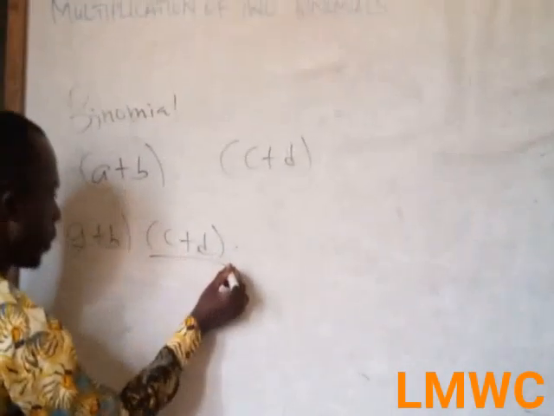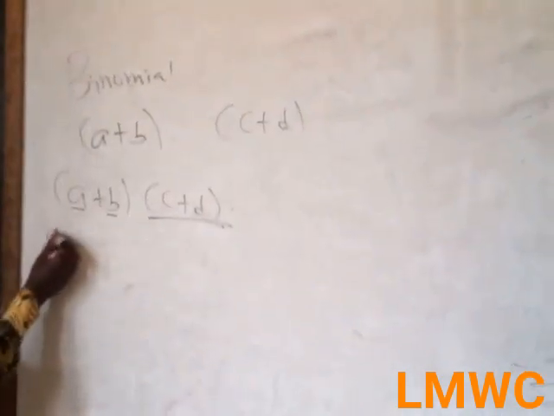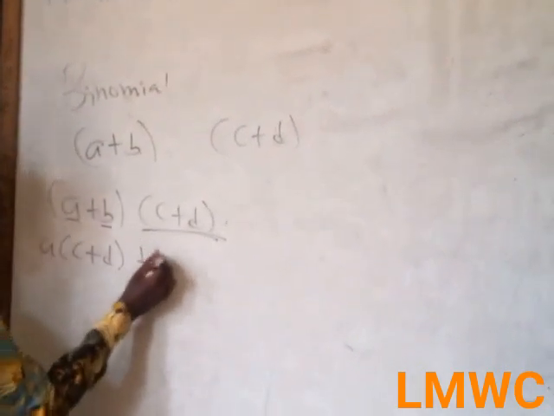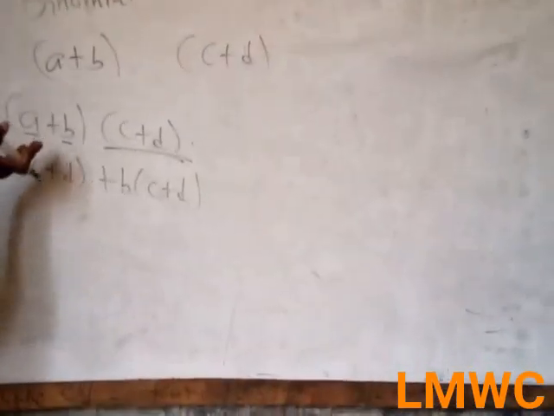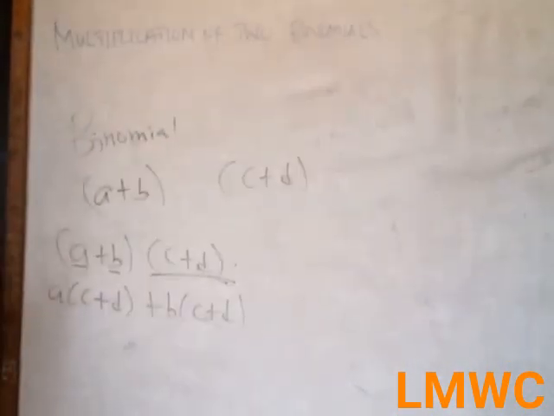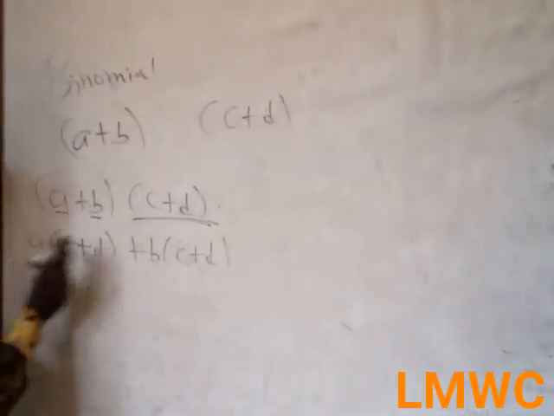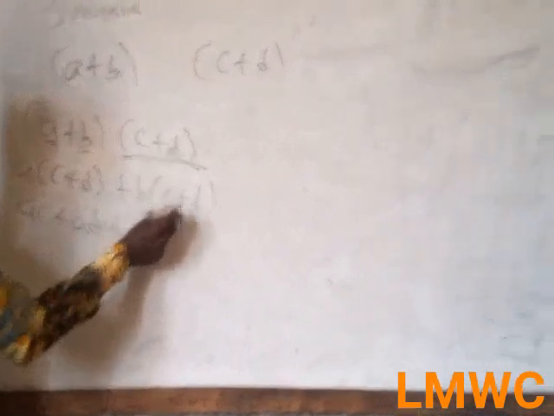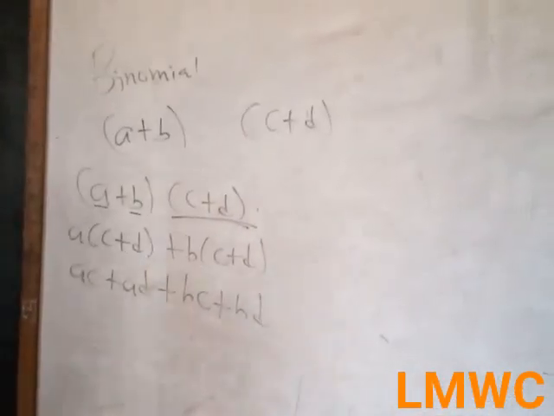So if I give you (a + b)(c + d) and you are asked to simplify, you use this a to multiply c plus d, and this b will also multiply c plus d. So it becomes a(c + d) + b(c + d). This means the numbers in the first bracket will each multiply the second bracket. So a times c is ac, plus a times d is ad, plus b times c is bc, plus b times d is bd. So you see, I've used the distributive property to simplify this.